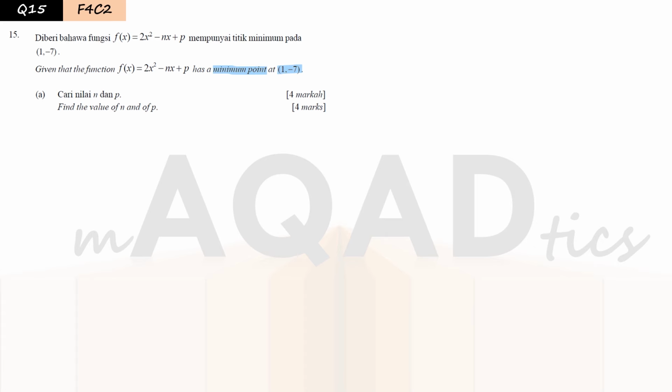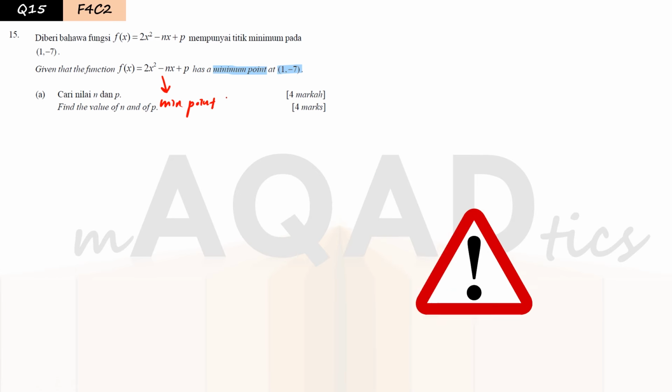Alright, since it has given the minimum point already, why don't we try using the function given here to find its minimum point first. Once we have found the minimum point from this function, we compare it with the given minimum point to find the values of n and p. So what we need to do now is find the minimum point from this function. But how do we do that?